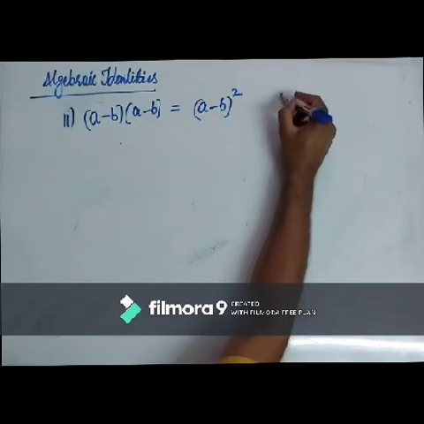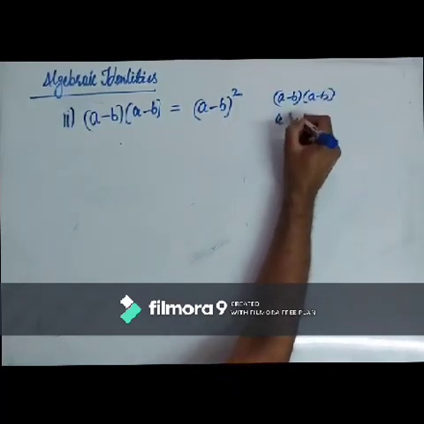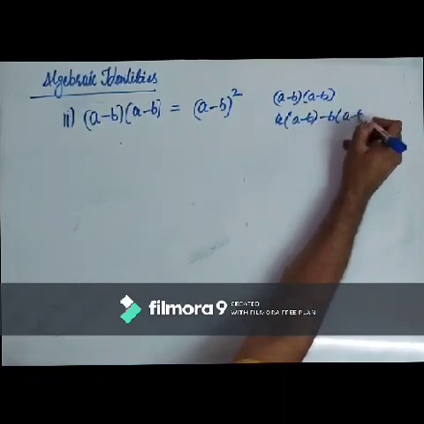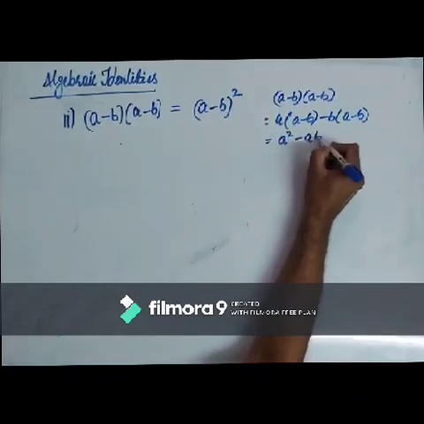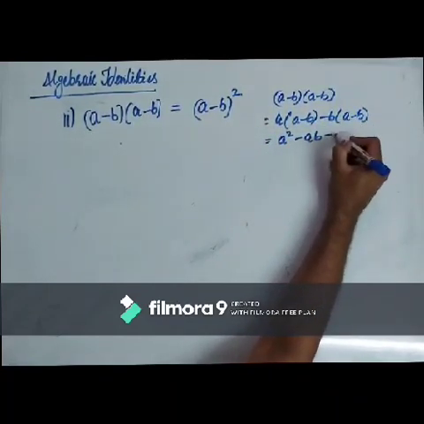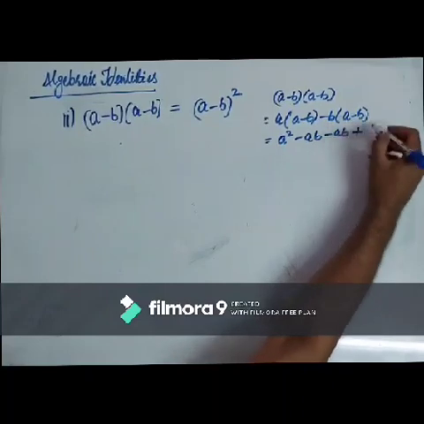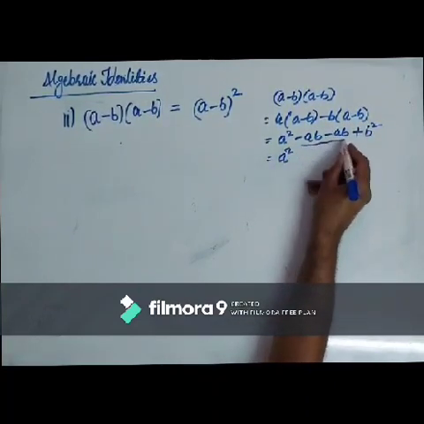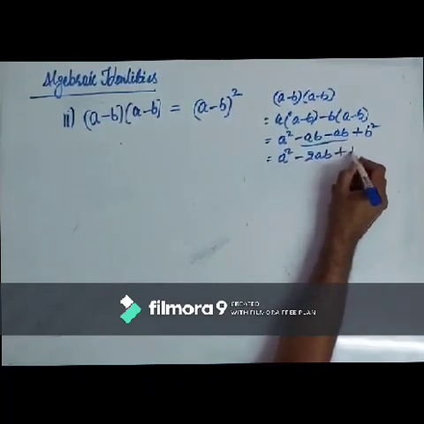So by distributing a minus b into a minus b, I will be getting a square minus ab, minus b into a, which is ab or ba, whatever. This is ab again, and minus into minus is plus b square. So you will have a square, these two are similar terms, minus 2ab, plus b square.